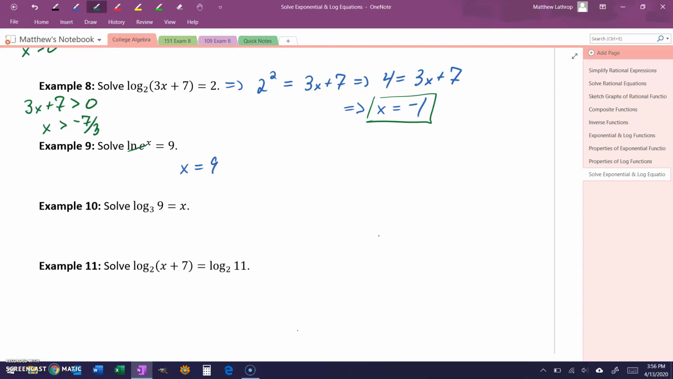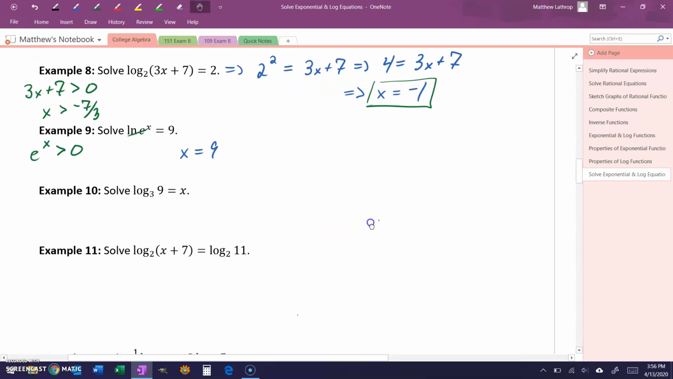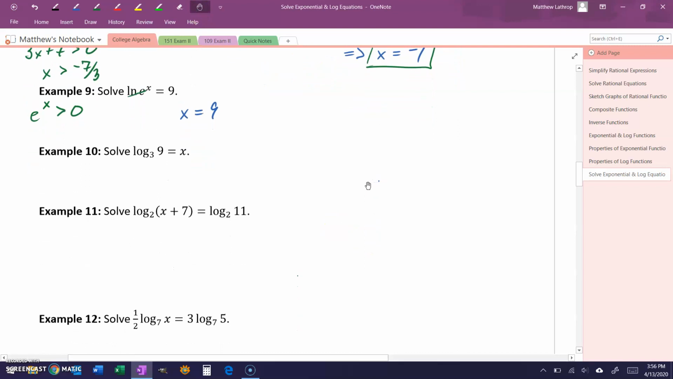We do want to make sure that's within our domain or not a restricted solution. In this case, we're taking the natural log of e to the x, telling us that e to the x has to be greater than 0. The range of that function is 0 to infinity, so that statement is always true, meaning we won't have any restricted values as part of that solution. So x equals 9 is again a valid solution.